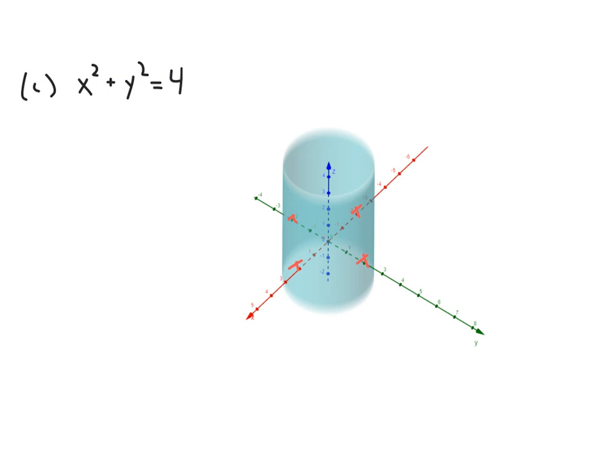At any other level, above or below on the z-axis, we also get a circle that looks exactly like x squared plus y squared equals 4, just lifted above or pushed below the xy plane. So x squared plus y squared equals 4 is a cylinder.